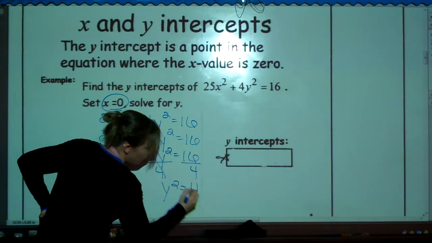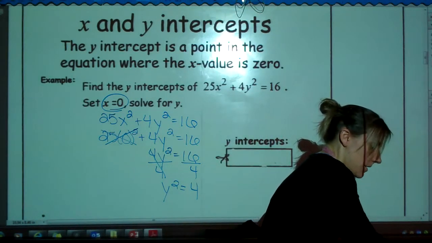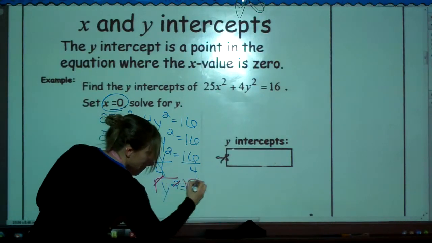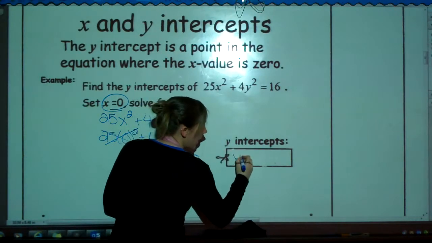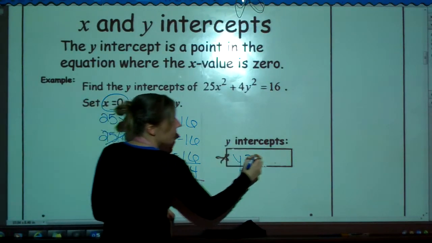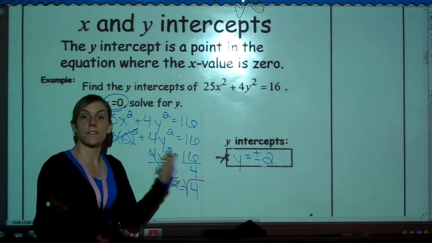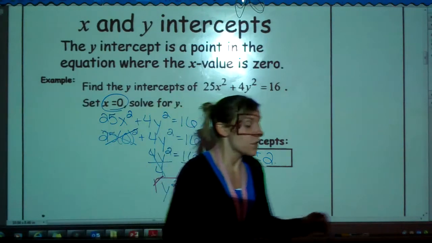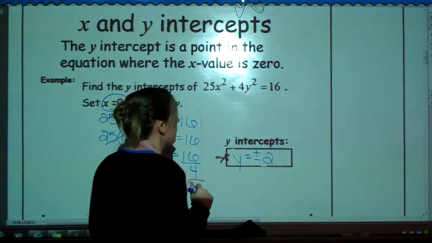Y squared equals 4. The opposite of squaring, again, is square rooting. And this square rooting is a little bit easier. So y equals, square root of 4 is 2, but we need two answers. Whenever we square root, we have the positive version and the negative version. So it's plus or minus 2. Okay? So then this shape is also crossing the y-axis at positive 2 and at negative 2.